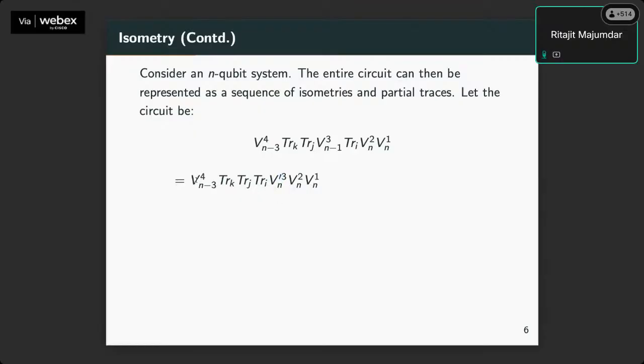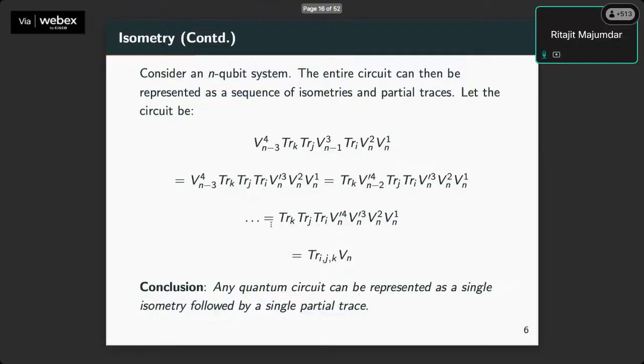So the moment we can do that, we can start moving this and take all the isometries together. We can combine them as a single isometry Vn, and we can take all the partial traces and combine them as a single partial trace that will trace over i, j, and k together. Instead of saying that I will first trace out i, then trace out j, then trace out k, I can just say trace out ijk. So any quantum circuit can be represented as a single isometry followed by a single partial trace.